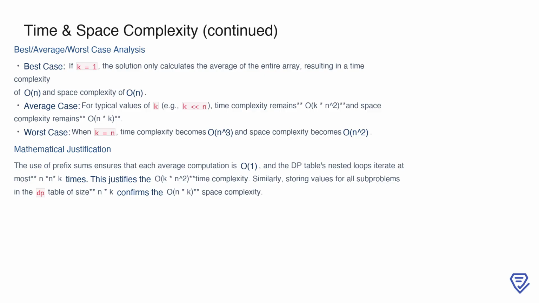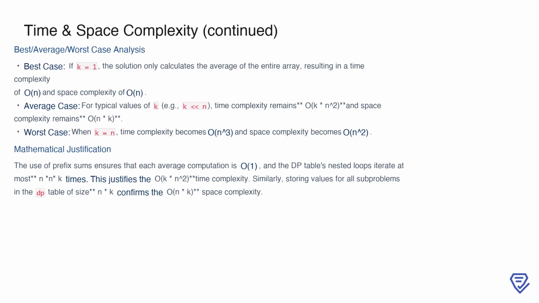For typical cases, where k is much smaller than n, the time complexity remains O(k * n squared), and the space complexity is O(n * k). In the worst case, when k equals n, the time complexity increases to O(n cubed), and the space complexity becomes O(n squared). These complexities are mathematically justified by the use of prefix sums, which ensure that each average computation is constant time, O(1).